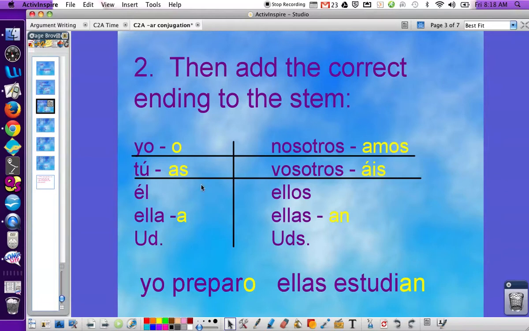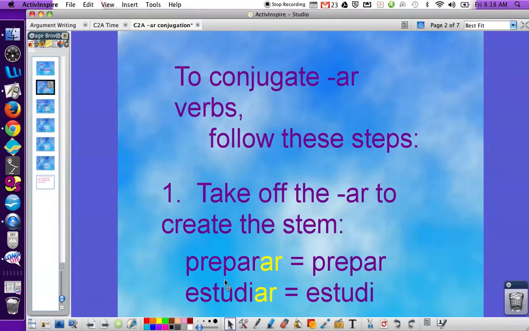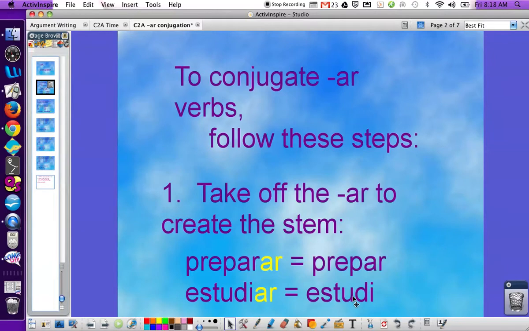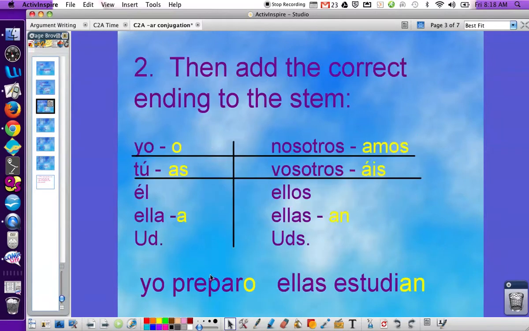All right, now all I have to do is take my stem and add the ending I want. So let's say I want to do preparar in the yo form. I'm going to take prepar, and I'm going to just simply add my ending, which is an O, and I get yo preparo. Now instead of meaning to prepare, I'm saying I prepare. If I want to do estudiar to the ellas form, I'm going to take my estudi, and I'm going to add AN, because that's what the chart tells me to do. So ellas estudian. They, group of girls, study. That's all there is to it. It's not that difficult. The hardest part is remembering the endings.